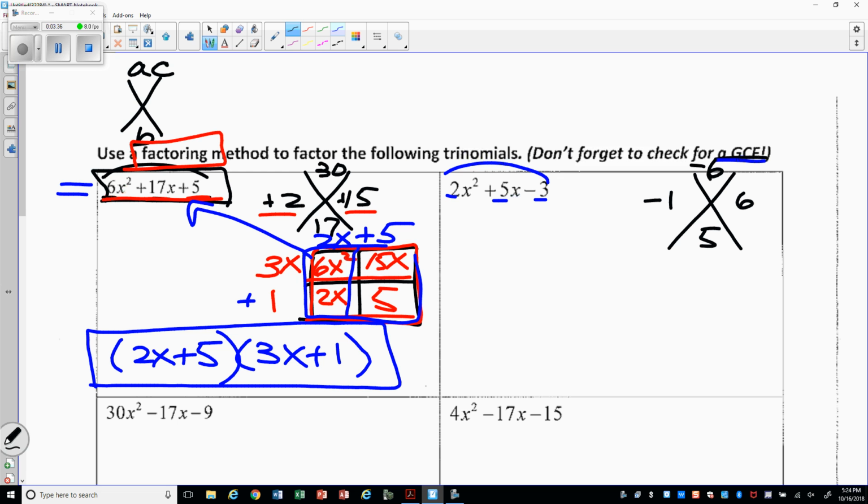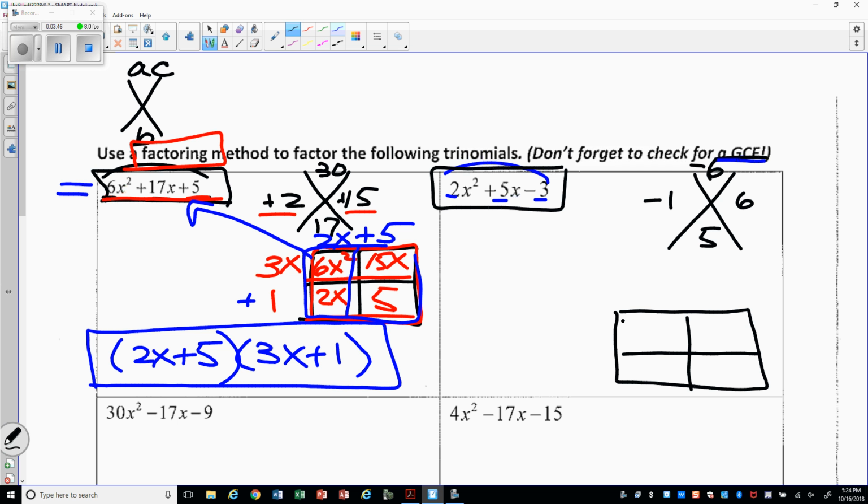But remember, this is what I'm looking for, so I'm going to make my box here, and I'm going to put A here and C here, my original problem. But now I know that these are what goes in the middle. So I'm going to have a negative x and a positive 6x. If this is negative right here, then this is going to be negative.